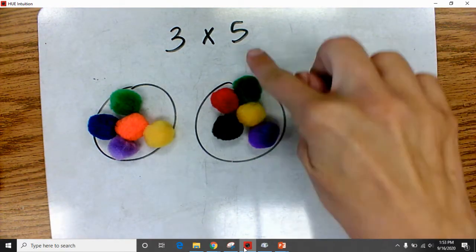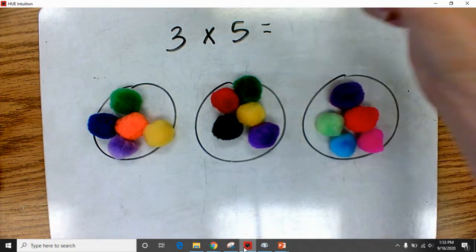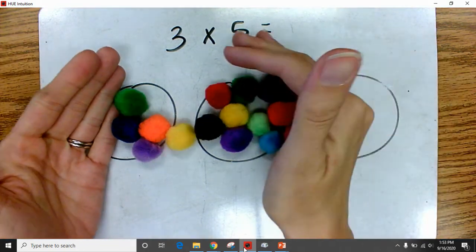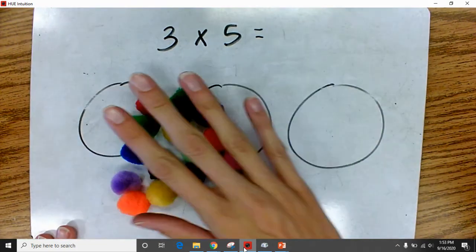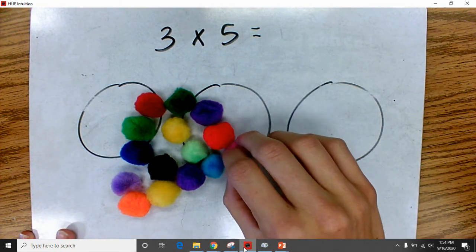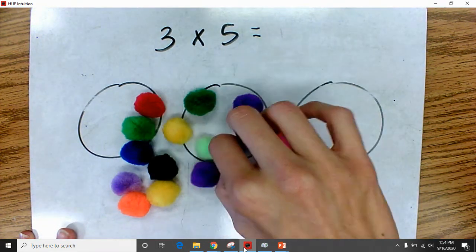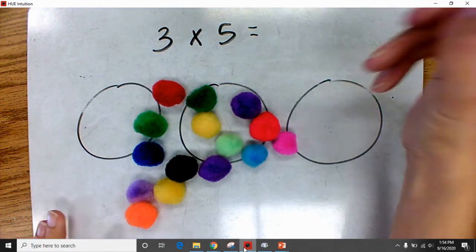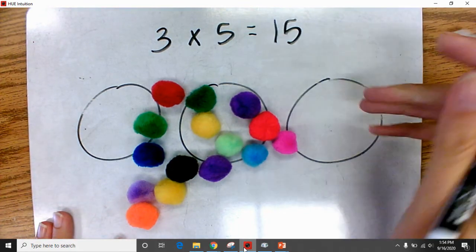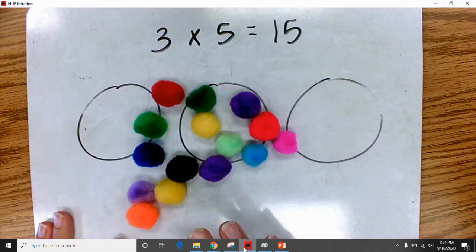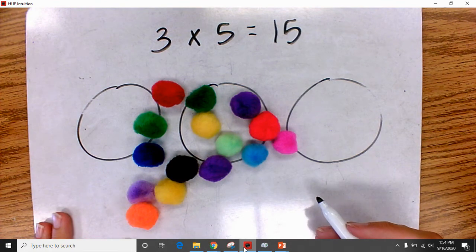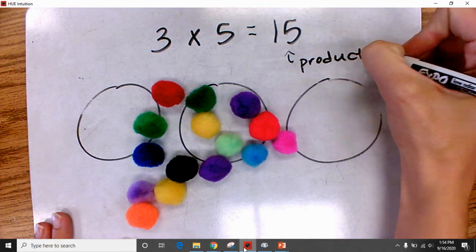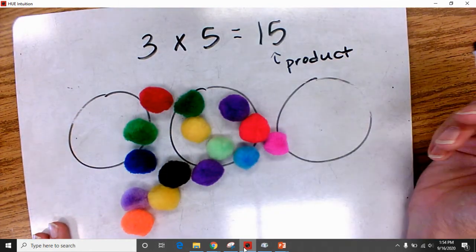And to find the answer to this multiplication problem, I just have to take the pom-poms out of their groups and put them all together into a big pile. This is my answer. So let's see how much that is. 1, 2, 3, 4, 5, 6, 7, 8, 9, 10, 11, 12, 13, 14, 15. 3 times 5 is 15. The total or big number when you combine all the pom-poms together, that's your answer, or in multiplication, it's called your product, the product of 3 and 5.